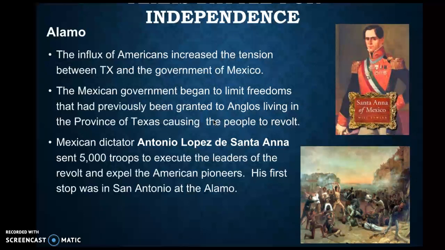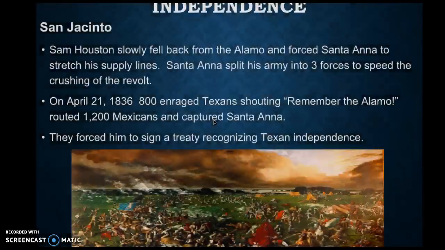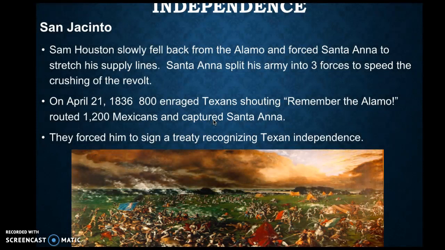Santa Anna came in with the idea of no mercy. He actually flew a red flag, which meant we will kill everybody in here. So we lose bad at the Alamo. Super bad. Just get annihilated. So we have San Jacinto. We fight again at Goliad and lose at Goliad.